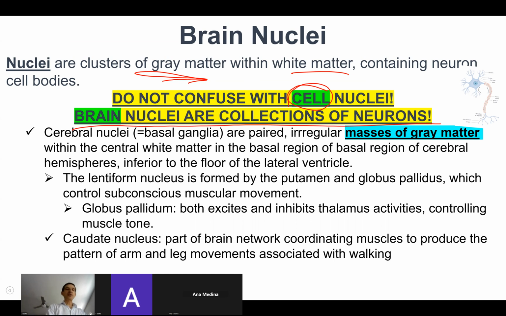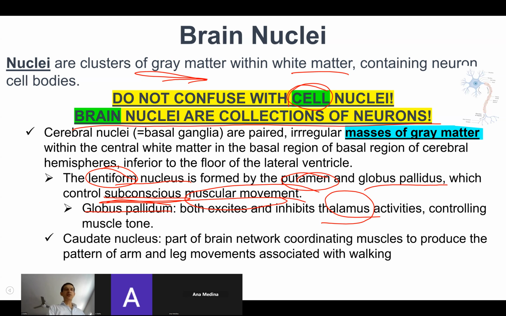Now, I already went over the lentiform nucleus made up of putamen and globus pallidus. Look it up on the picture. It is a very important site of control for subconscious muscular movement. For example, a portion of it called globus pallidus talks to the thalamic nuclei, thalamus, and controls the muscle tone. So your tone, are you going to be very rigid or not, so that you can control your muscle movement without having to pay attention to it.